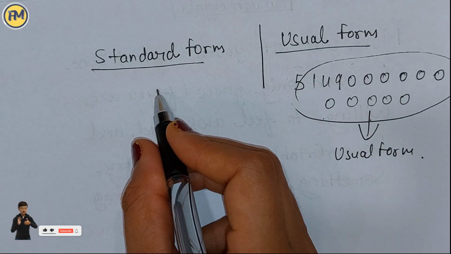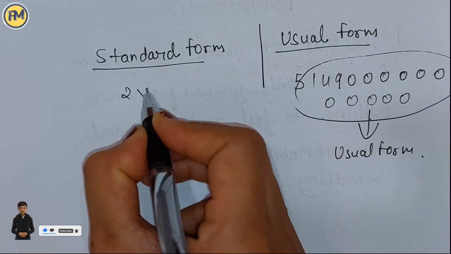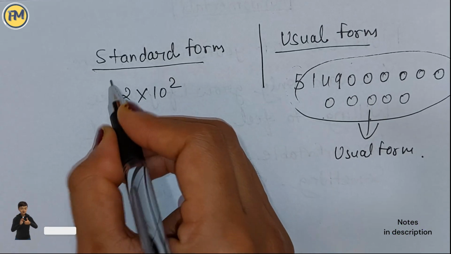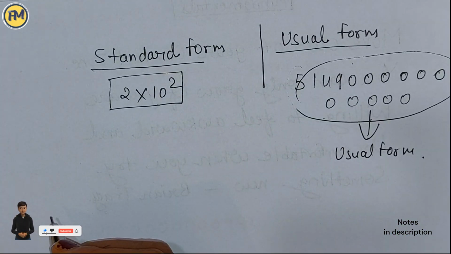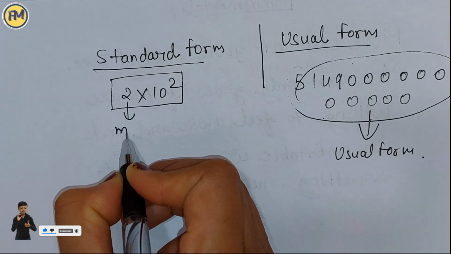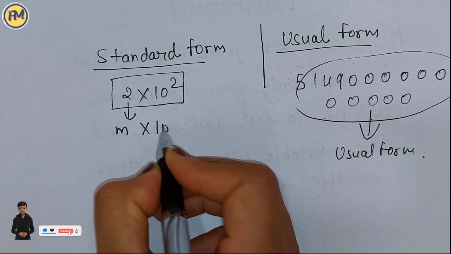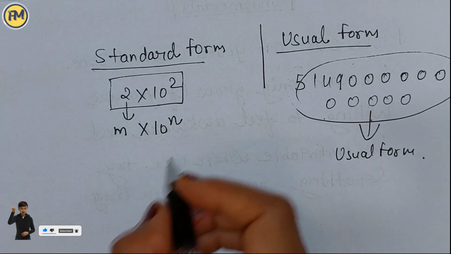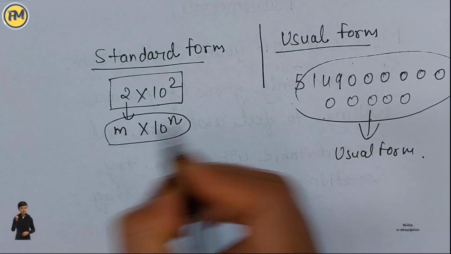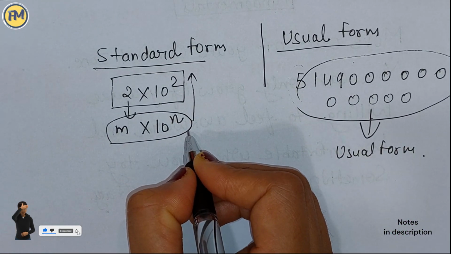And what is the standard form? Let's suppose any number is written in this form. This form is known as standard form. Here we can say m, any number, into 10 raised to the power n. So we have to show our numbers in this form, and this form is known as standard form.